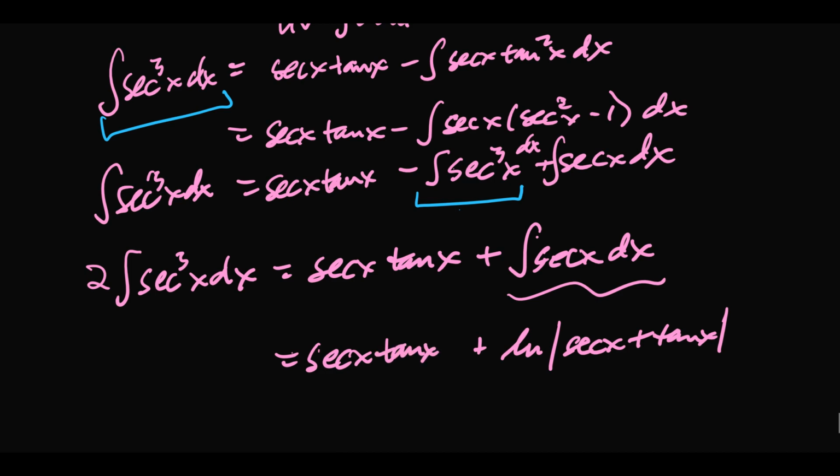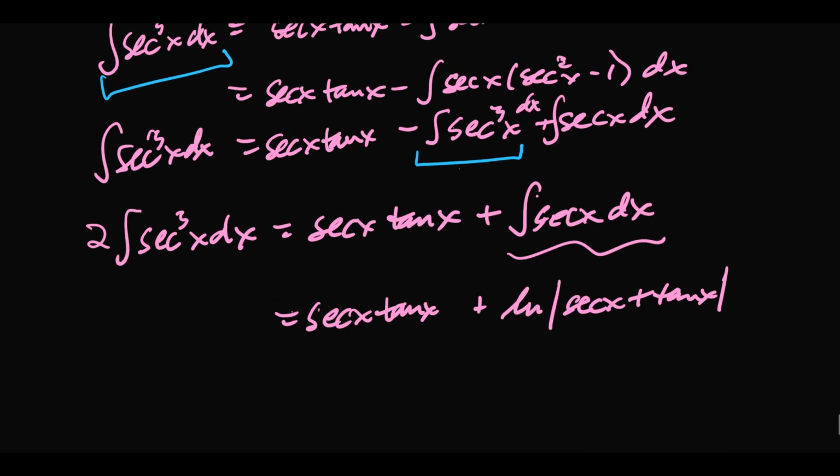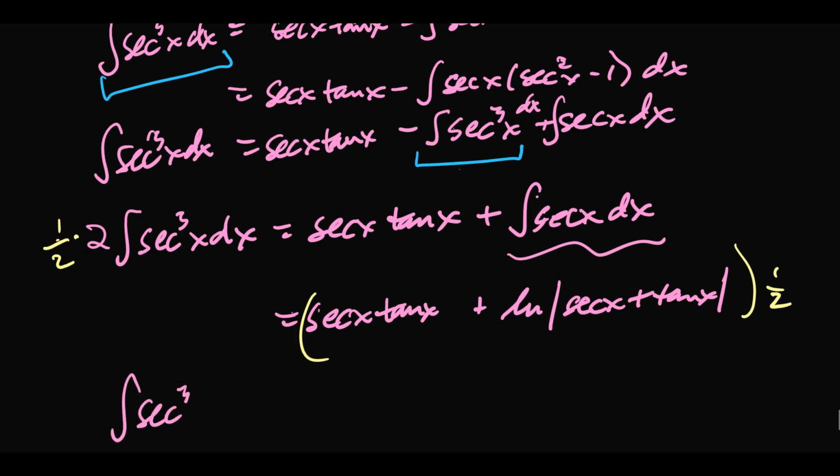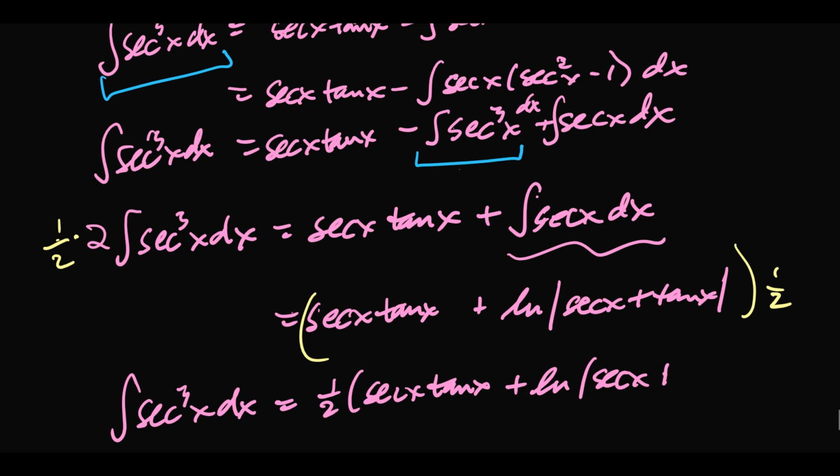All right, and now we'll pull the 2 over. What I'll do then is multiply both sides by a half. And so we get integral of secant cubed of x dx equals 1/2 times secant x tangent x plus the natural log of secant x plus tangent x, plus your c.